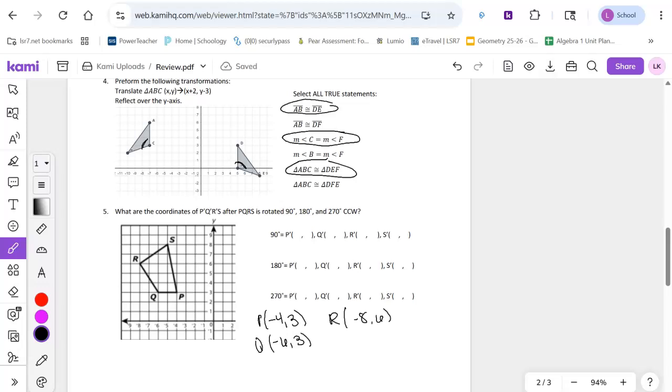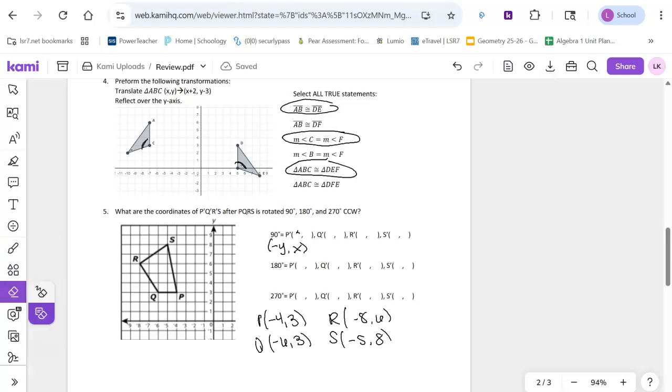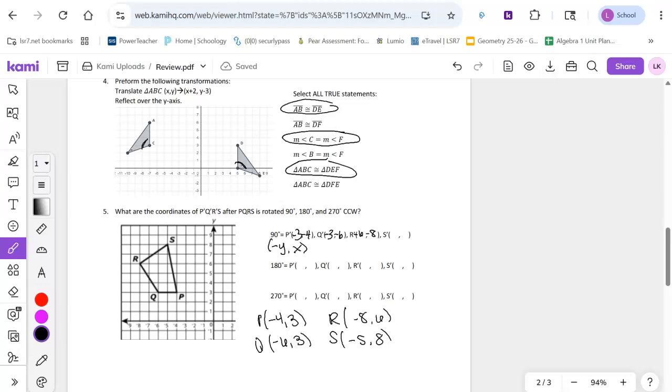And S is -5, 8. So the 90-degree rotation is (-y, x). So then I'm going to have P prime as -3, -4. Q prime, I'm going to have -3, -6. R prime, -6, -8, and S prime is going to be -8, -5.